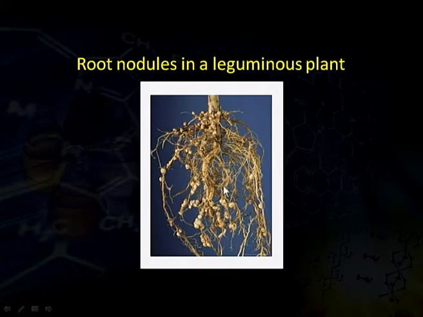This is the figure which shows the root nodules in the leguminous plant. So, we can see this is the root of a leguminous plant, and it has some swollen parts on it. These swollen parts are basically the home for the bacteria, that is the rhizobium. The rhizobium bacteria live in these nodules or swollen parts and fix nitrogen for the plant.